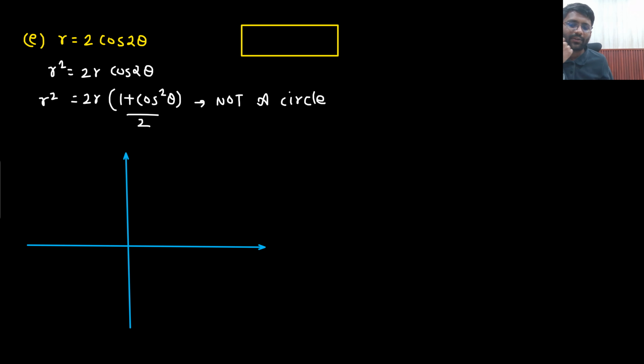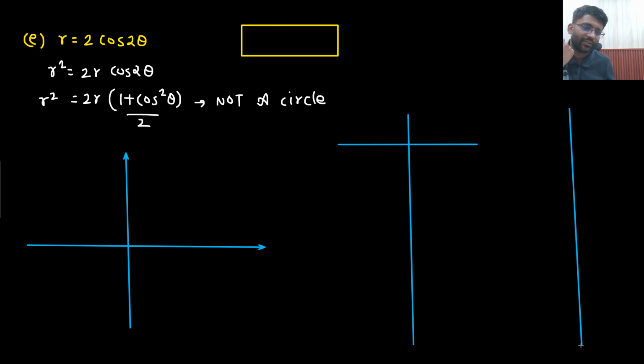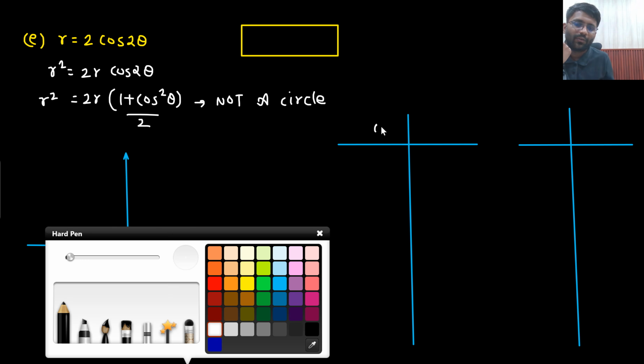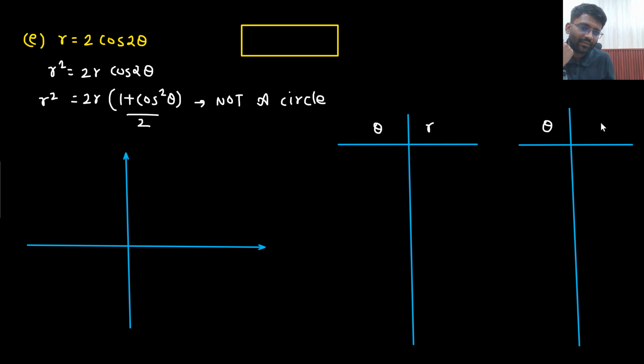But cos 2 theta is there, no? So this time we will have to take more values. With respect to the value of theta, we need to put the value of r. So let's put theta equals 0 degree. A rough diagram of the cosinusoid also I will make.